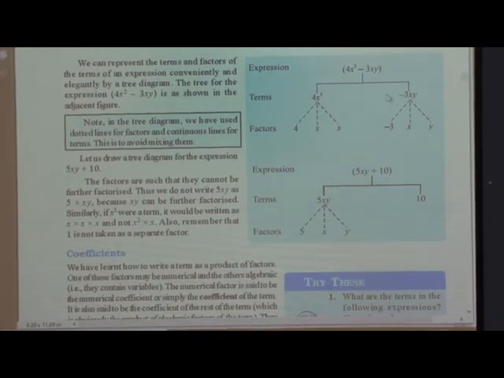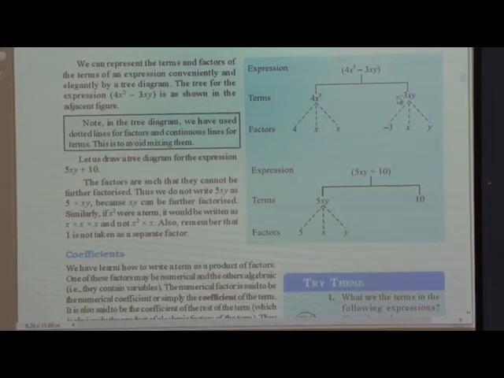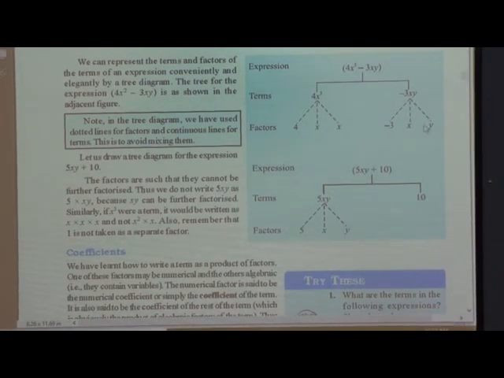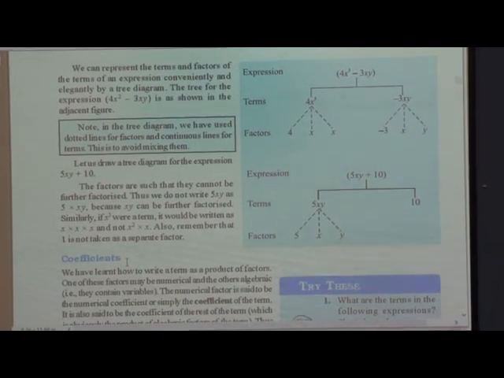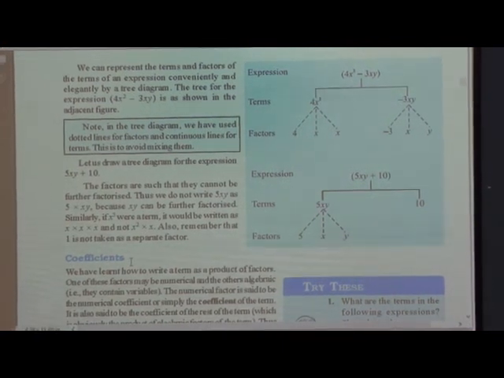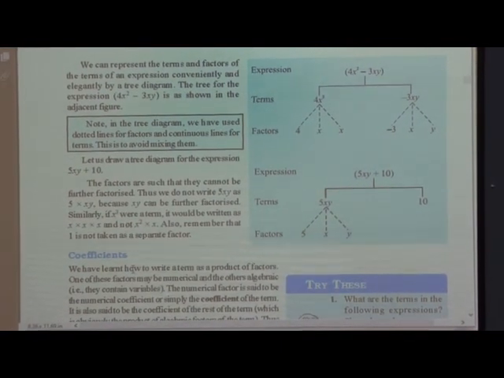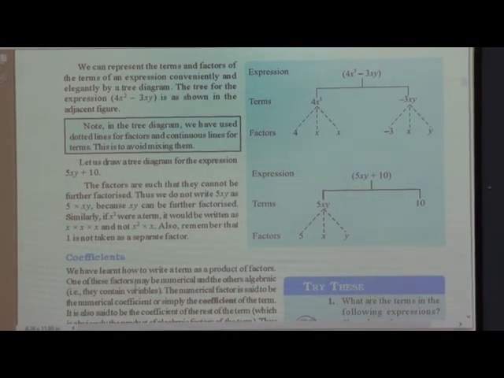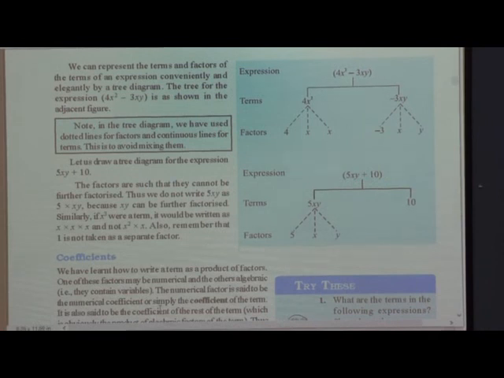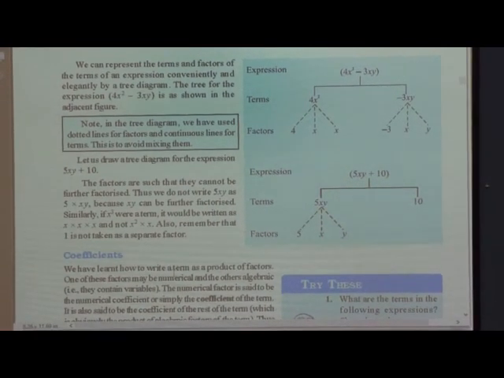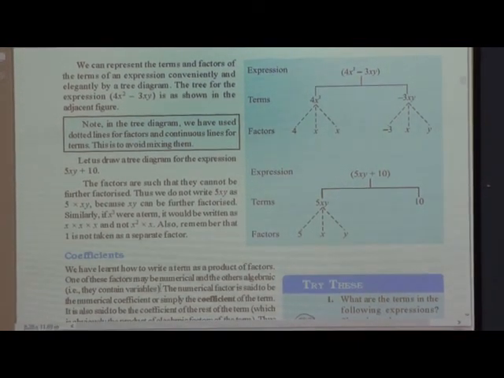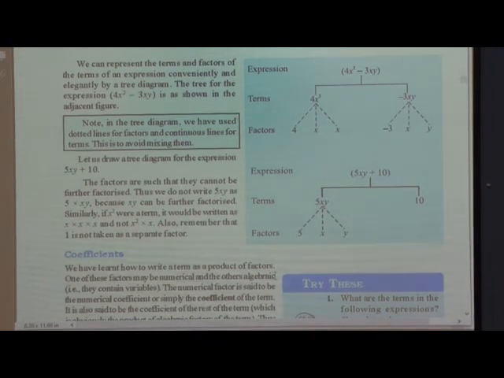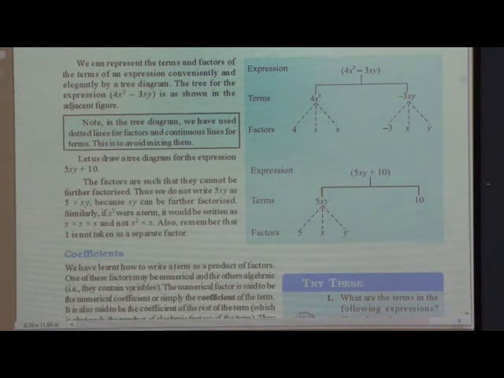Again I will say, we have to consider the sign with the constant when you write the terms as well as the factors. Now, we will see about coefficients. Already we have learned the word coefficient; it is nothing but a numerical value with a variable. So, the numerical value is nothing but the coefficient. Here we will see one example. We have learned how to write a term as well as the product of factors. One of the factors may be numerical and the other algebraic, that is, it contains a variable.